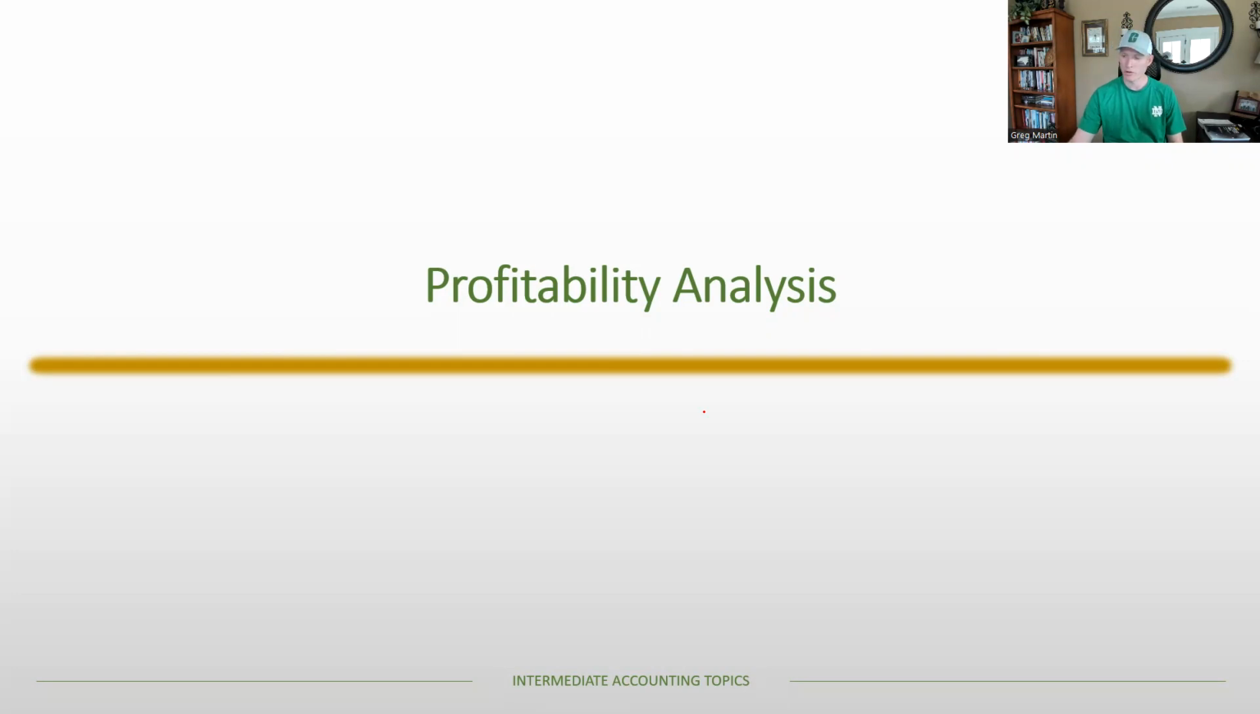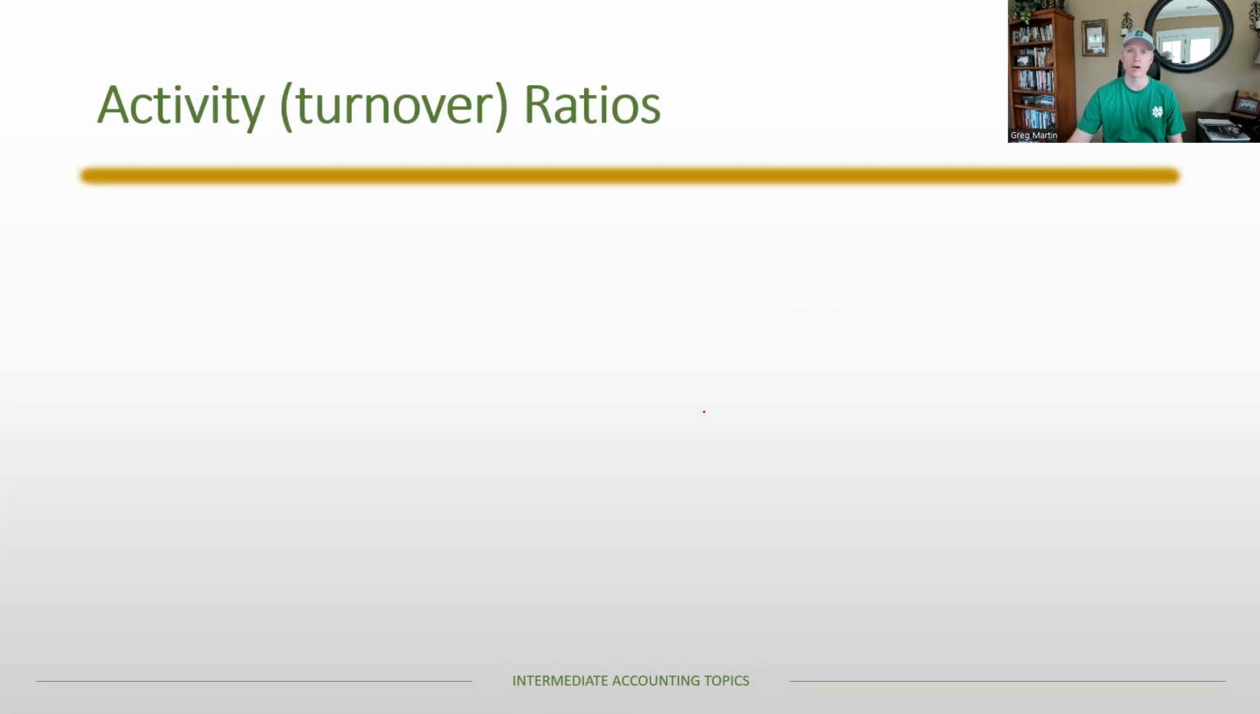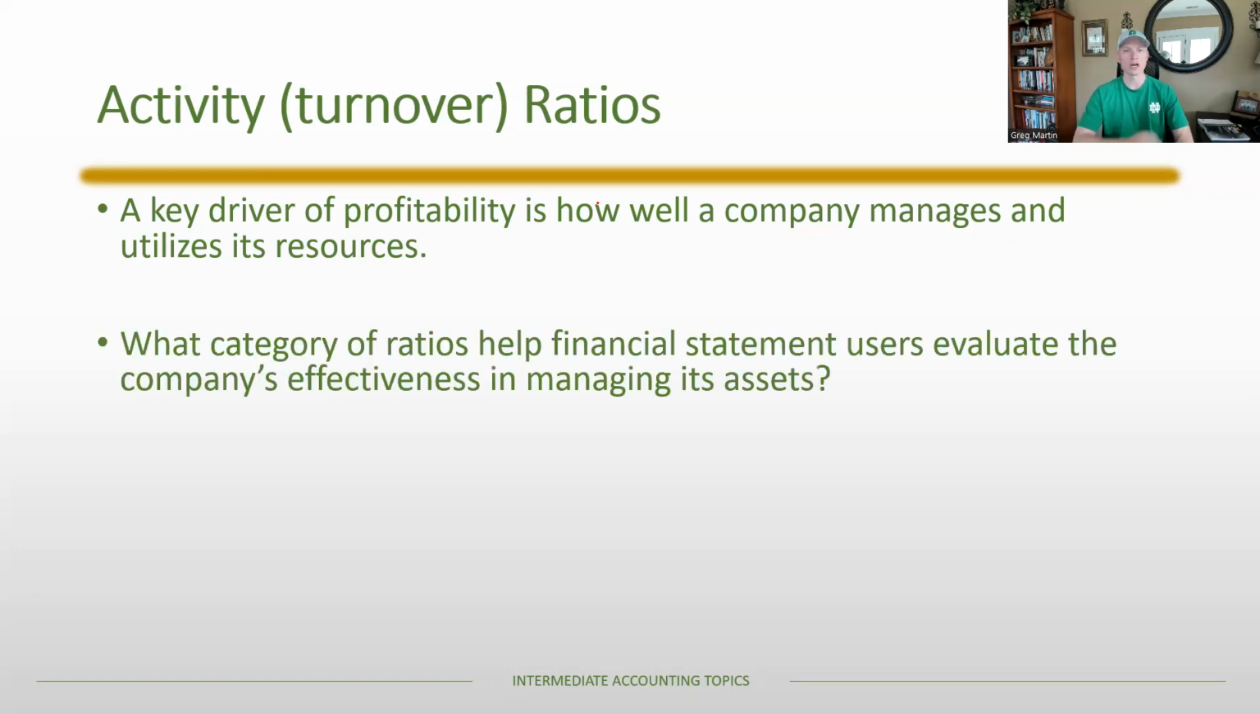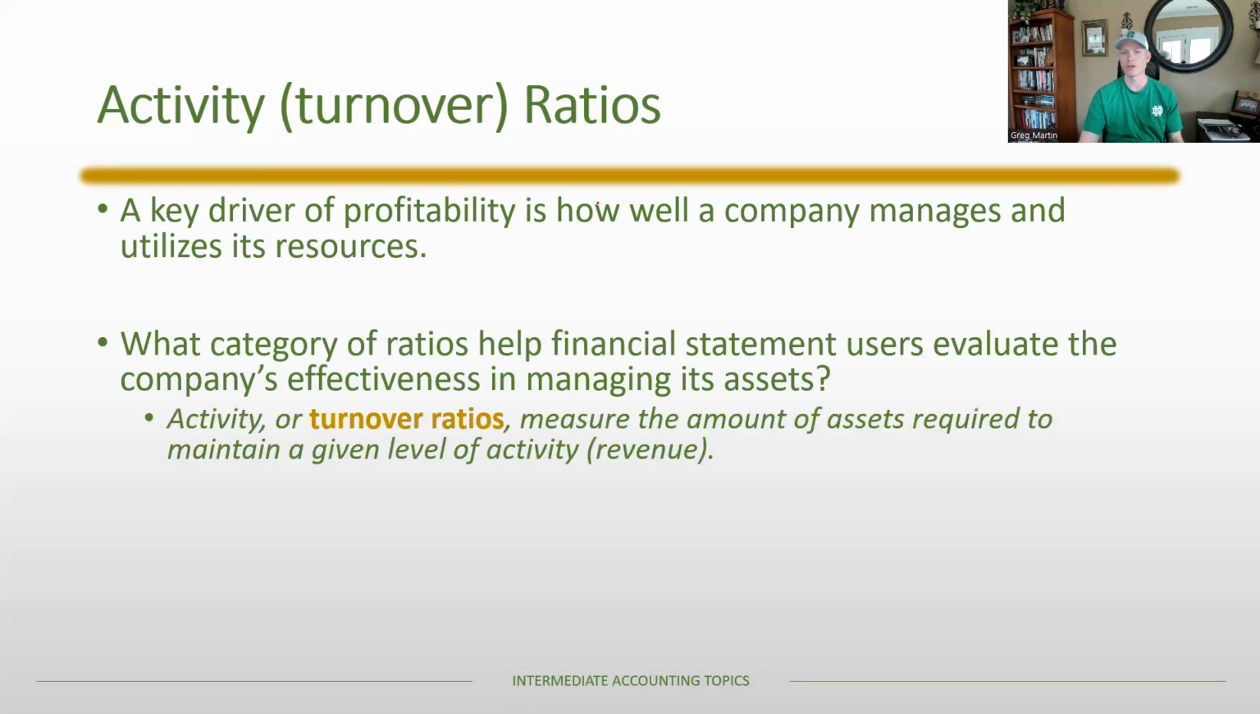And so the first set of ratios we're going to look at are called activity ratios, also known as turnover ratios. The whole idea with an activity ratio is, is a company managing and utilizing their resources to produce a profit? Are they efficiently utilizing those resources? Again, the title probably gives it away, but the primary way that you measure this is activity or turnover ratios.